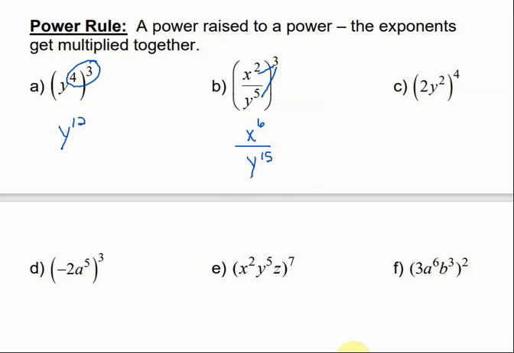All right, for C, just remember, anytime we're applying these rules for exponents, those rules only apply to the exponents, not to the bases. So we still have to treat the base just like we always have. 2, the big number, our base, 2 to the 4th power. 2 times 2 is 4, times 2 is 8, times 2 is 16. So when we raise the 2 to the 4th power, we get 16. But when we raise the exponent to the 4th power, we just multiply. So that would be y to the 8th. So make sure you apply those rules only to exponents.